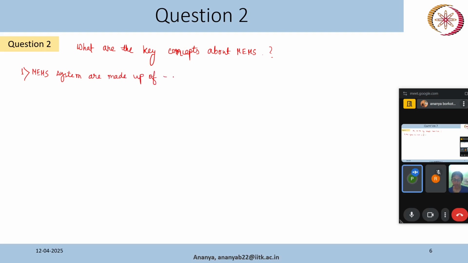Microsensor, microactuator, microelectronics, and microstructures like microchannels. Okay.